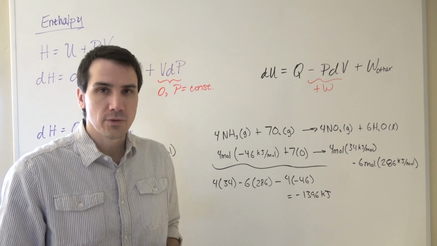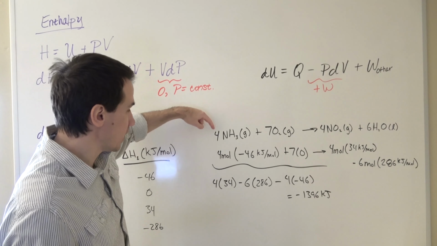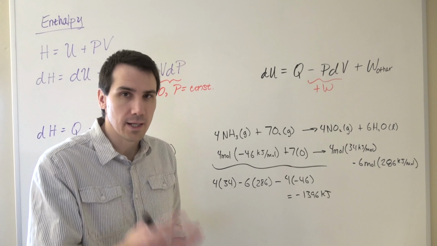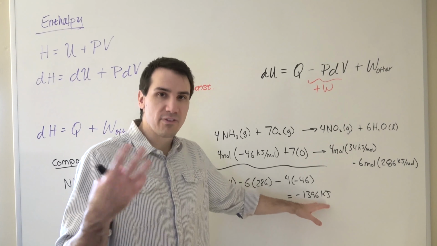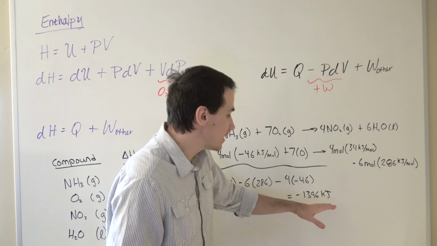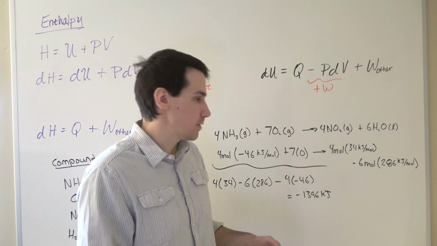kilojoules. So the amount of energy given off by this reaction when we combine this many moles of each of the elements is given by this value. The fact that it's negative tells us that this is an exothermic reaction. It is giving off heat into the environment as this reaction happens.